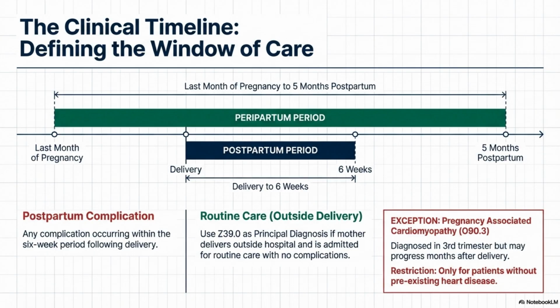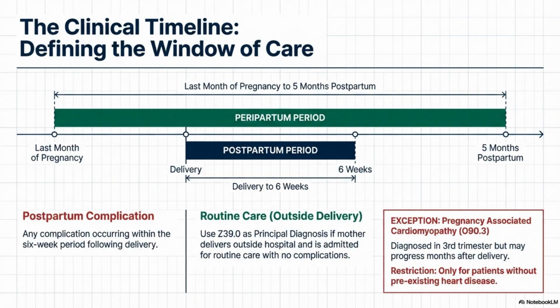Let's start with the clinical timeline, because understanding the timing is essential for choosing the right codes. The peripartum period spans from the last month of pregnancy all the way through 5 months postpartum. But for coding purposes, the postpartum period is specifically the 6-week window after delivery. Any complication that occurs within those 6 weeks is considered a postpartum complication.